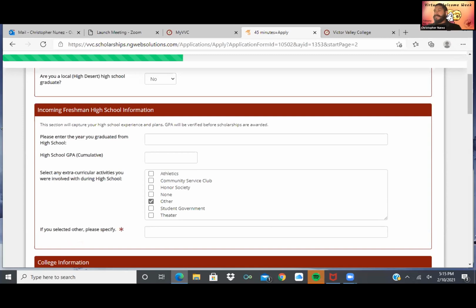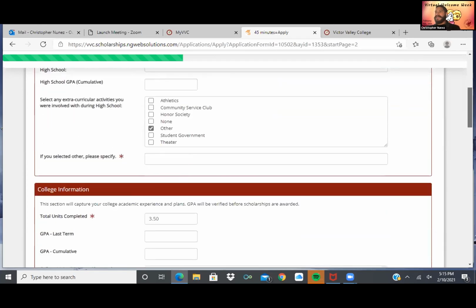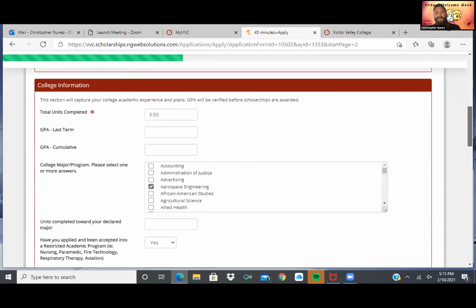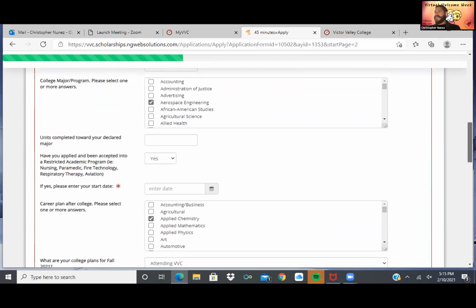This second page of our application goes into more detail on your background. So if you're an incoming freshman from one of our high schools, of course, we'll get some information based on that. If you've only attended school here at Victor Valley College, you'll fill in that information here for your college info. Otherwise, if you're transferring from another institution, you can enter that information here.